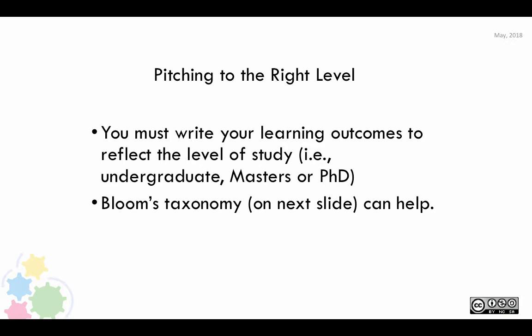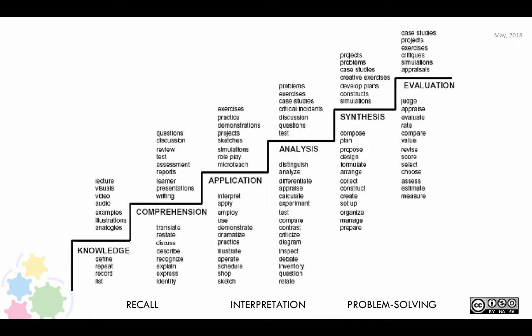You have to make sure that you pitch your learning outcomes to the right level of study. You will write different learning outcomes for an undergraduate versus master's versus PhD. Bloom's taxonomy can help with this. Here's his taxonomy. It's easily available online. There are in this hierarchy verbs that relate to increasingly more complex, cognitively challenging levels of study.